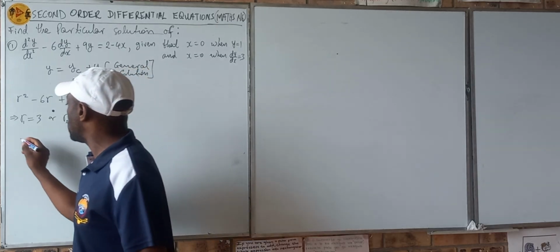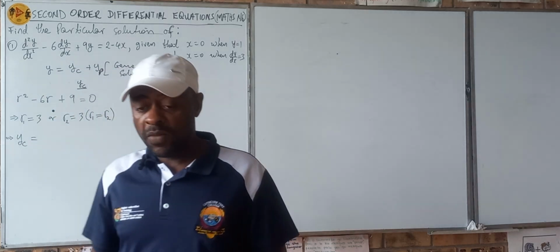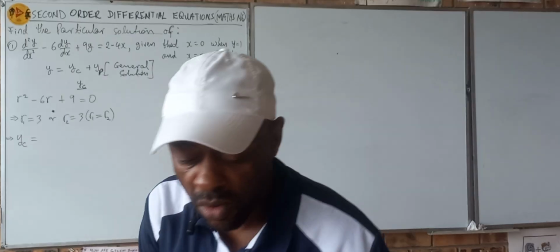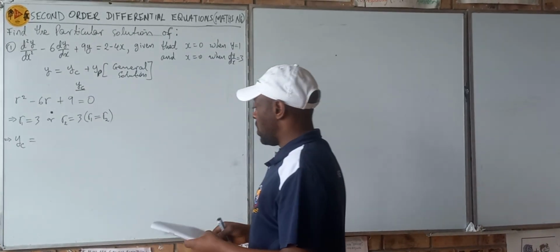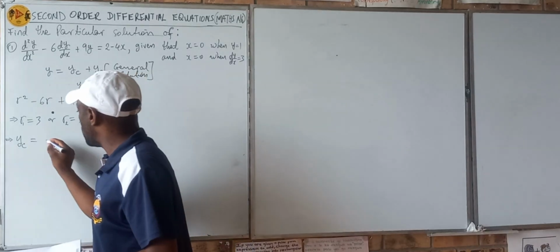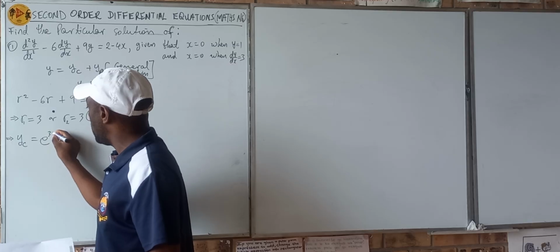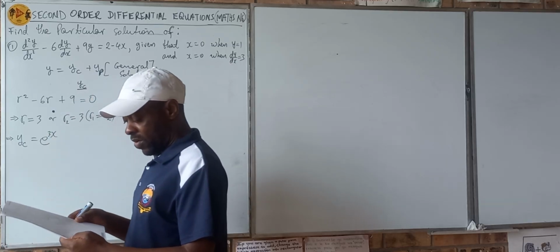So if I go to that, I will say my yc is equal to, and in my formula sheet to get the correct way to write it, I'm targeting the solution where R1 and R2 are the same. So I'm supposed to get e to the power r. My r is 3, so it's e to the power 3x, that is e to the power rx.